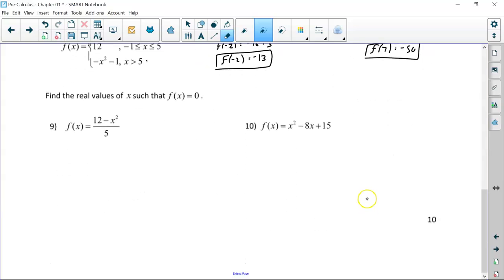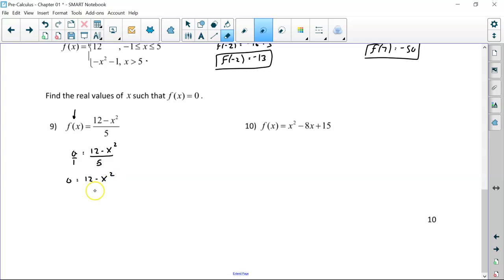For problem number 9, we're going to find the real values of x such that f of x equals 0. So what we're going to do is replace f of x with 0. So 0 equals 12 minus x squared over 5. Now what we can do to solve this is put 0 over 1. We have a proportion and we can cross multiply. 5 times 0 is 0. 1 times 12 minus x squared is 12 minus x squared.